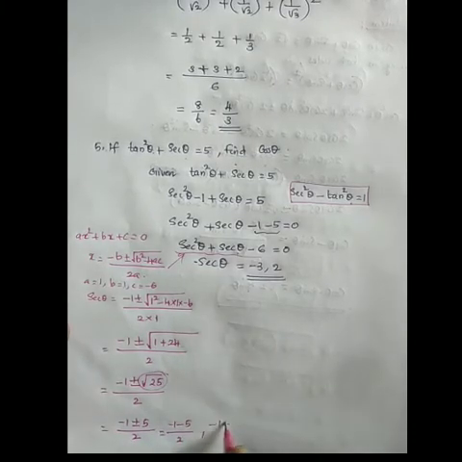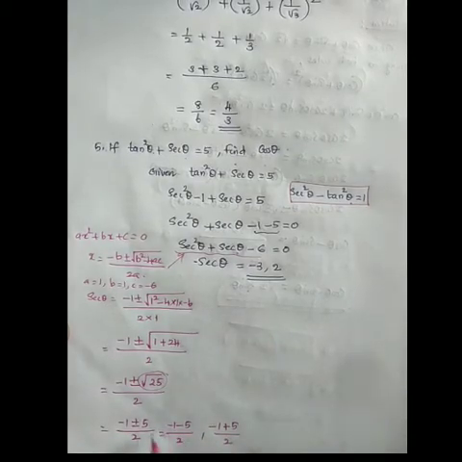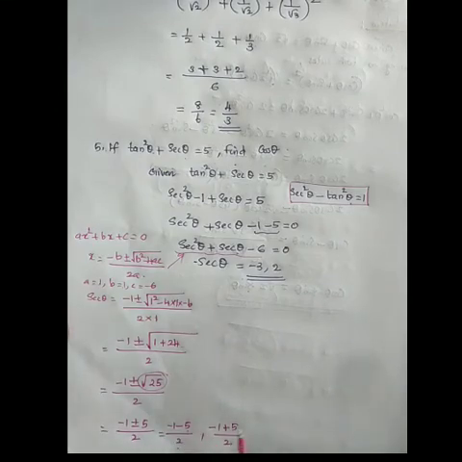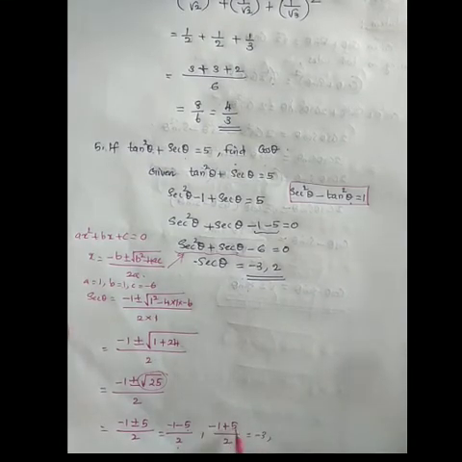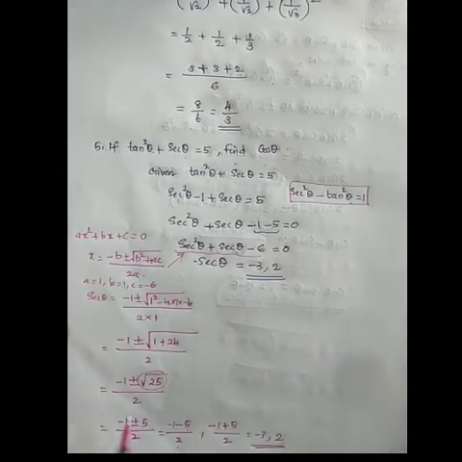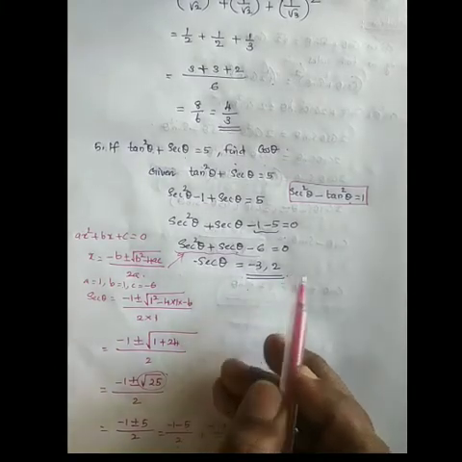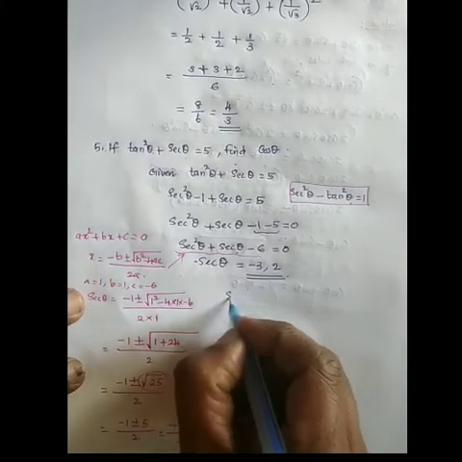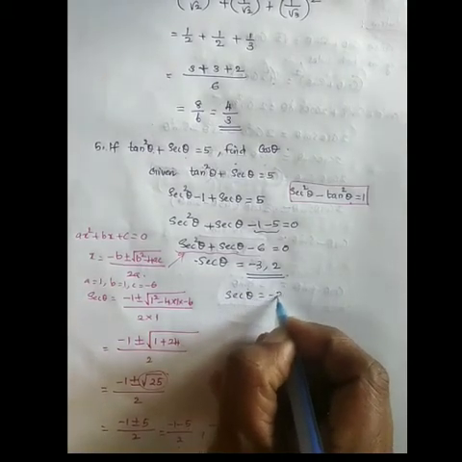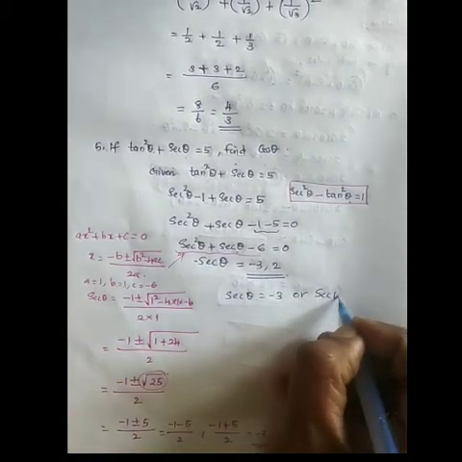Therefore, the values are minus 1 minus 5 by 2 and minus 1 plus 5 by 2. Minus 1 minus 5 is minus 6, minus 6 by 2 is minus 3. And minus 1 plus 5 is 4, 4 by 2 is 2. Therefore, the values are minus 3 and 2. So, the values of sec theta are minus 3 and 2. Therefore, sec theta equal to minus 3 or sec theta equal to 2.